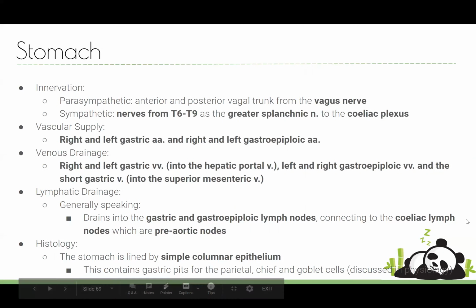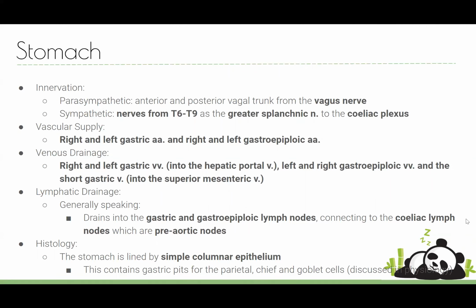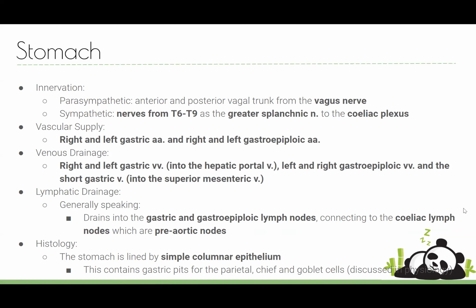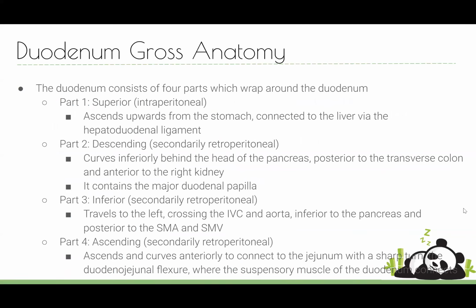I'm not sure if Kevin mentioned it, but in terms of where the veins and arteries are, the gastroepiploic arteries and veins are along the greater curvature, and then the gastric ones are along the lesser curvature and the fundus. Which is important, and it's kind of what gives it that shape in that diagram that I showed earlier. Cool. Okay, duodenal gross anatomy.